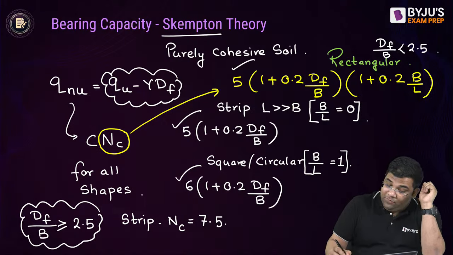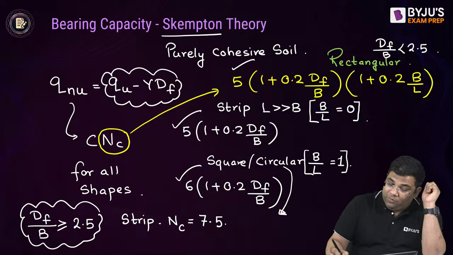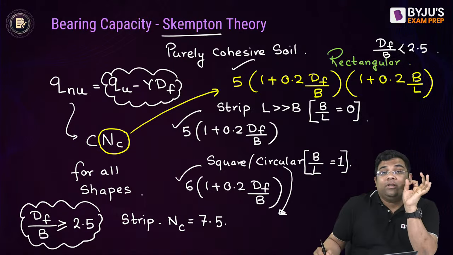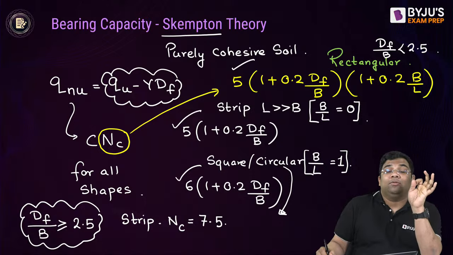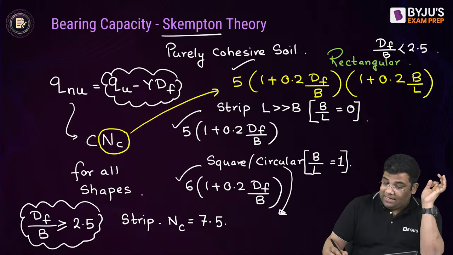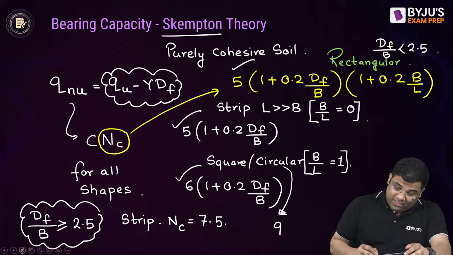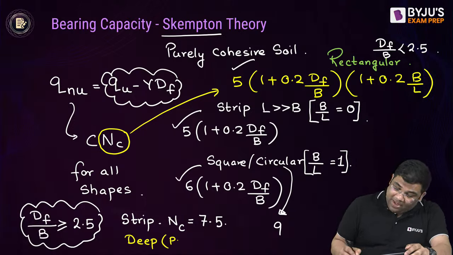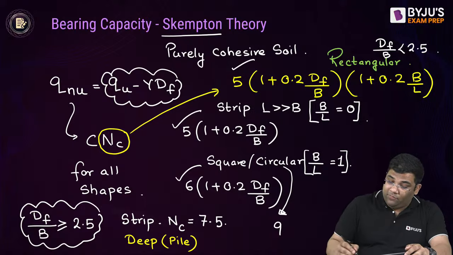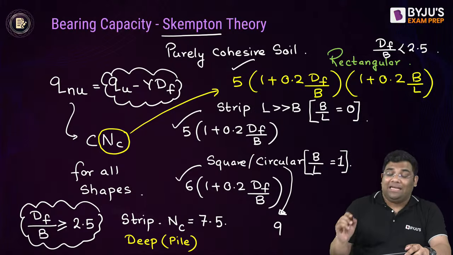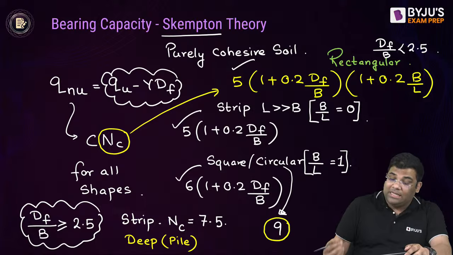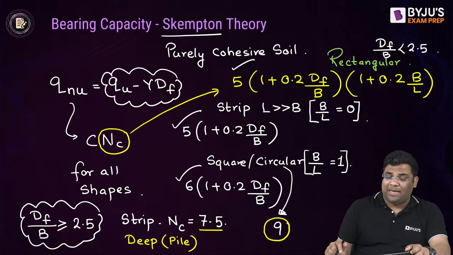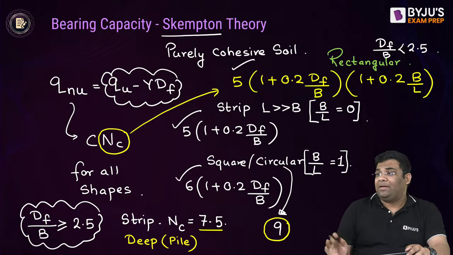7.5. Now for the square footing, you put dF by B as 2.5, and you will get 6 into 1.5, that is 9. So remember, if we have foundations where dF by B is quite large, especially in pile foundations, for square and circular piles, what do we use? NC is equal to 9. And for strip we use 7.5. Normally we don't provide strip piles. Therefore, when you are providing square or circular piles, we take NC as 9. This is the Skempton theory.